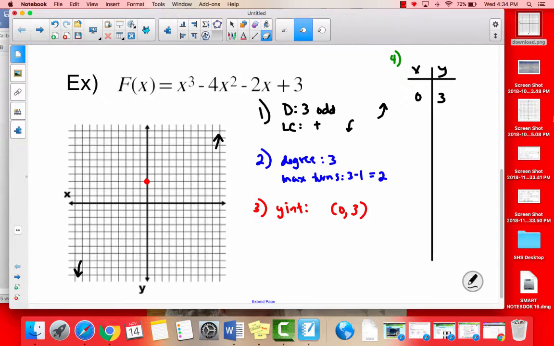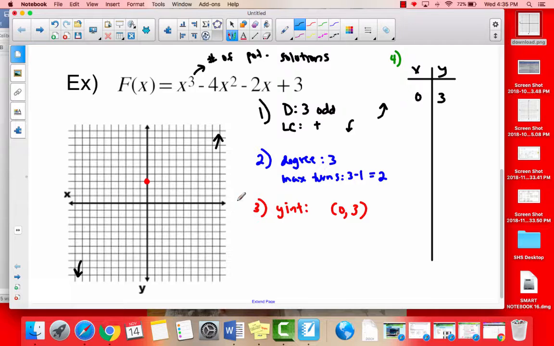Now I'm just going to pick some numbers. I'm going to pick things to the right and left. Make sure you pick positives and negatives. Another thing that's important to look at, when you look at your degree, remember this is the number of potential solutions. Remember, a solution is where it hits the x-axis. If I know my degree is 3, that means I might have 3 solutions. Now you don't have to have 3 that hit the x-axis. You might have some imaginary, but that's going to help us determine if we're finding the correct number of points.